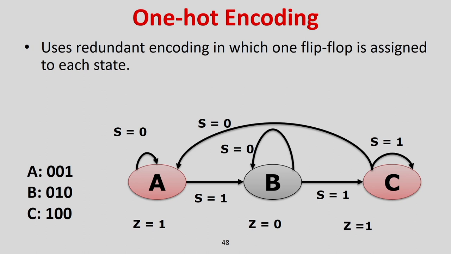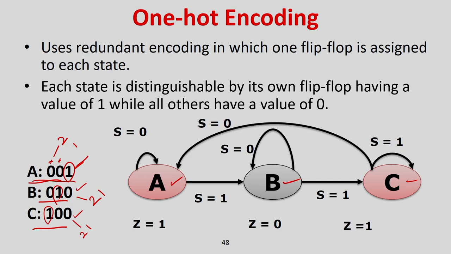Take one hot encoding in this example. There are 3 states. We use a redundant encoding in which one flip flop is assigned to each state. If you look at A, B and C: A is assigned 001, B is 010 and C is 100. One flip flop per state. In every case, 2 flip flops are 0 and 1 flip flop is 1. At a time only one is hot and the rest are cold. In state A only this will be hot and the rest will be cold. That is one hot encoding. Each state is distinguishable by its own flip flop having a value 1, while the others have a value of 0. That is why it is called one hot, as the name suggests.